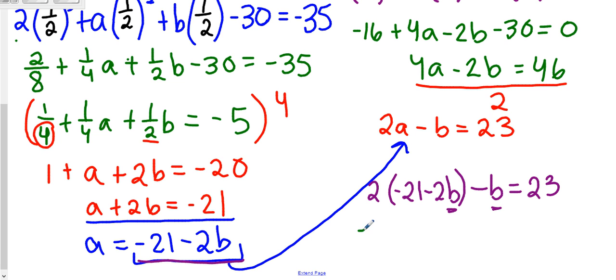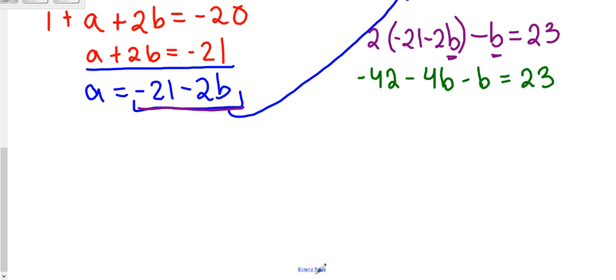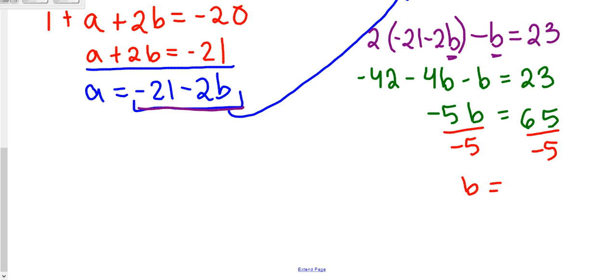So I distribute the 2: negative 42 minus 4b minus b equals 23. Then we can add the 42 and combine the b's, so adding 42 will give me a 65 over here. Negative 4b minus b is a negative 5b. I need to get b alone, so divide by negative 5. So b is negative 13. There's b. Now I just need a.